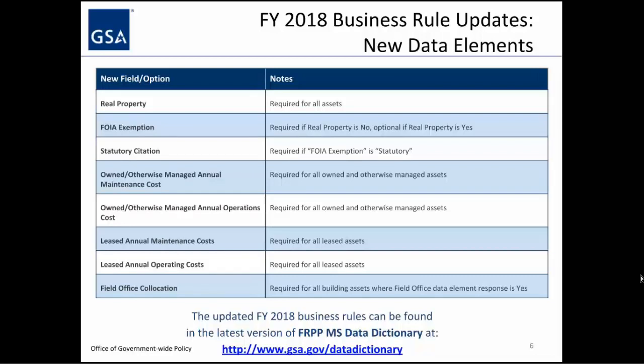If you answer the statutory category, you then must answer the statutory citation. What we've done is we have moved this from a manual data call, which we did for 2016 and 2017, into the normal data submission process for 2018 and beyond.